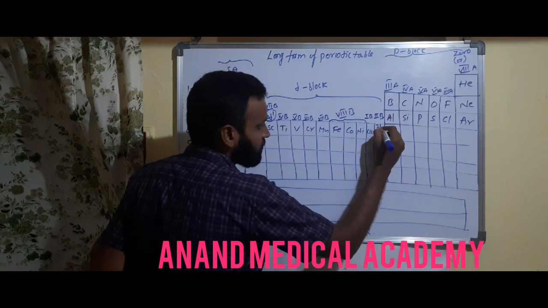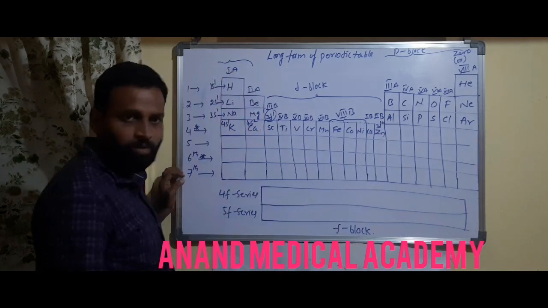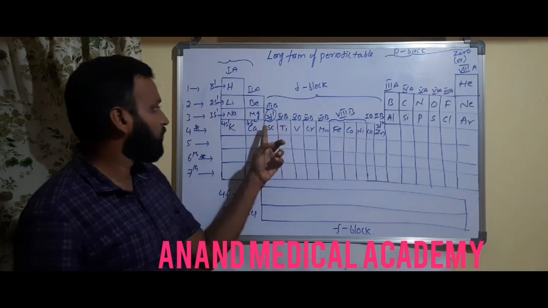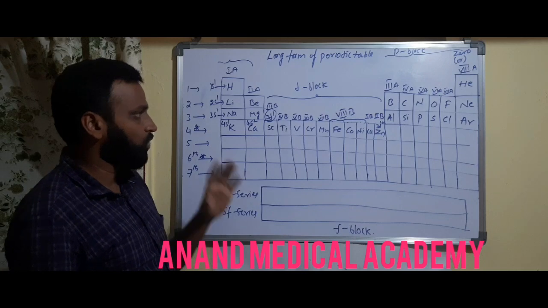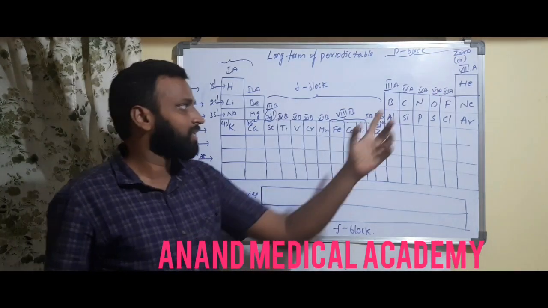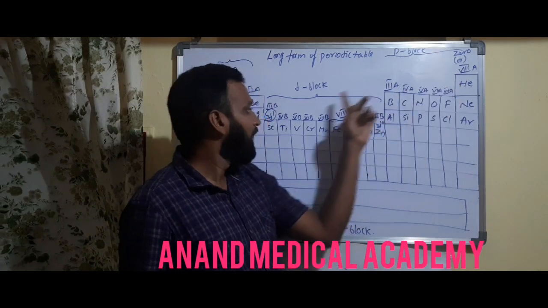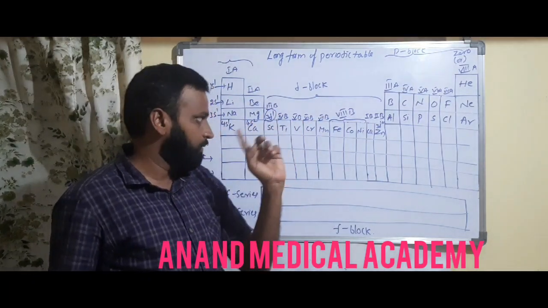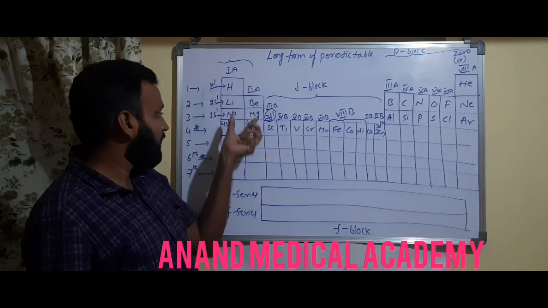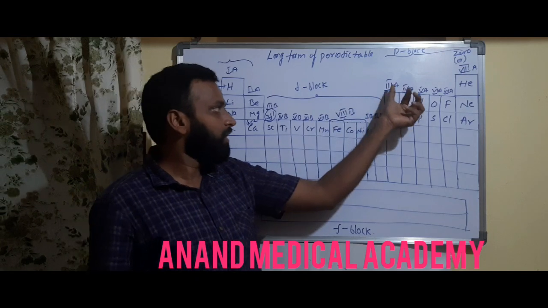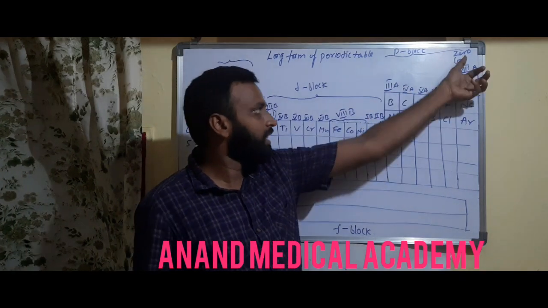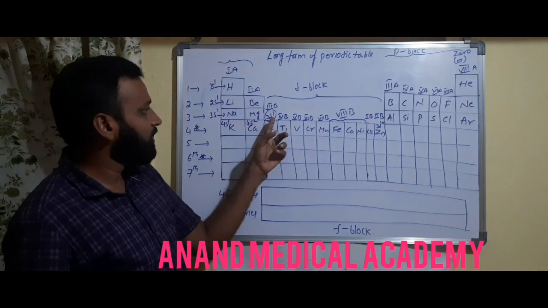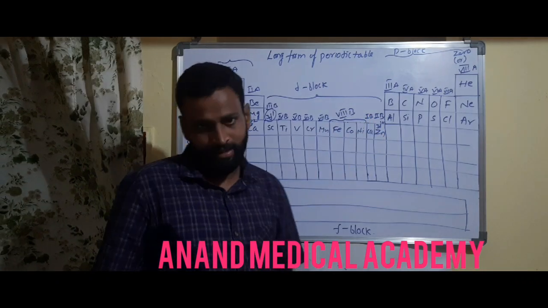So zinc configuration is what? 3d10. Able to see what I am writing? 3d1 to 3d10. So the groups I have written: in NCERT these are given as B and these are given as A. That is wrong, please correct them. And 1A and 2A, these are 3A, 4A, 5A, 6A, 7A, and 3B to 2B here.